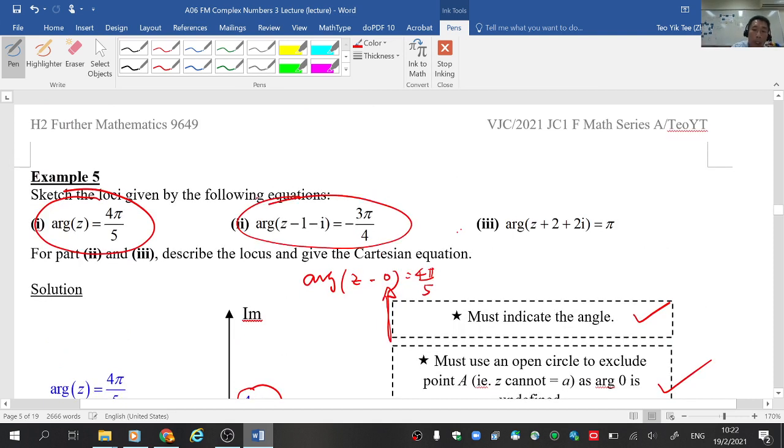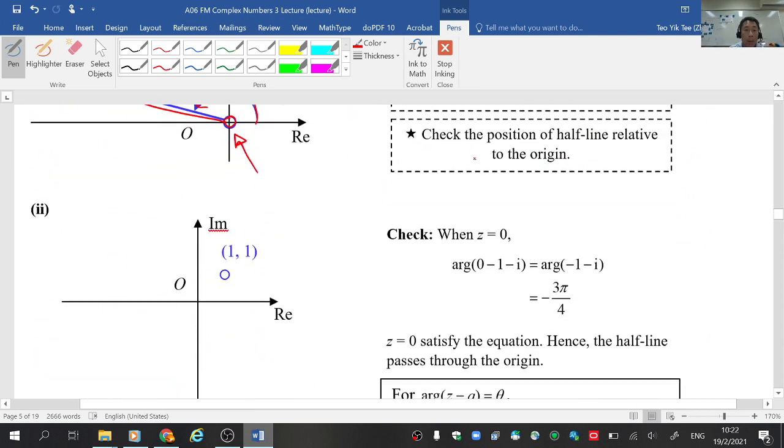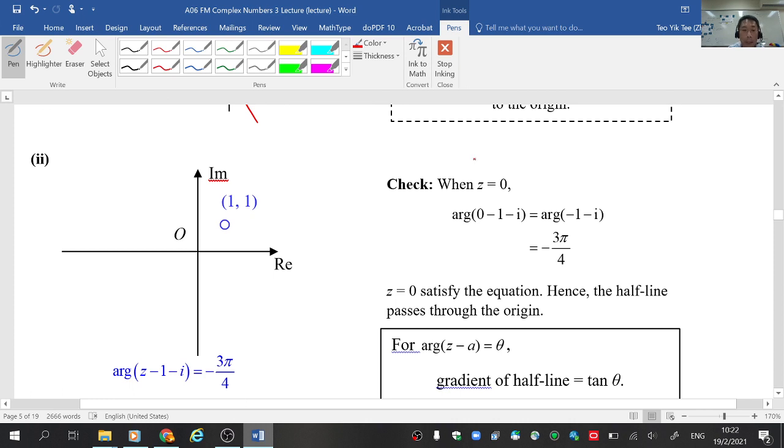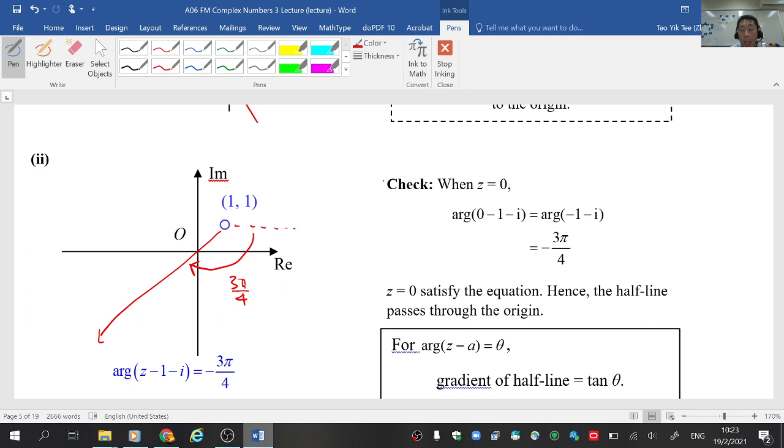Same thing, you do some adjustment. It is argument of z minus (1 plus i) equals negative 3 pi over 4. So the starting point will be 1 plus i, as measured. I want to form an angle of negative 3 pi over 4. So as measured from (1, 1), I must have an angle of 3 pi over 4, negative. Negative means clockwise. So the red line is where my locus is.